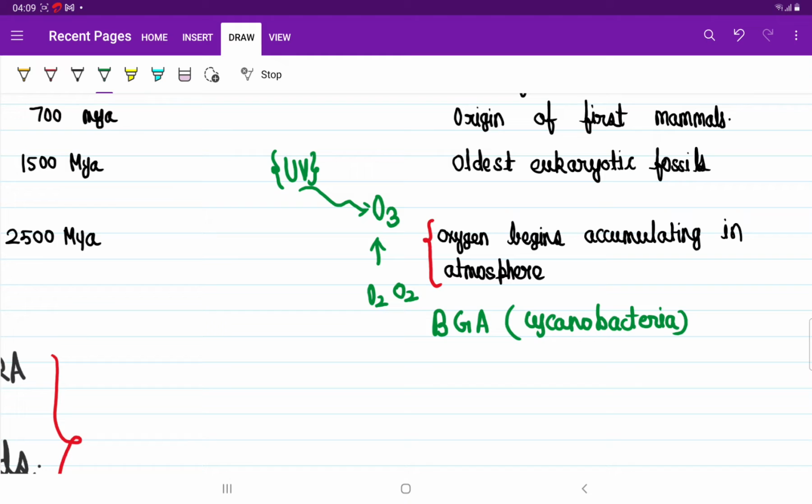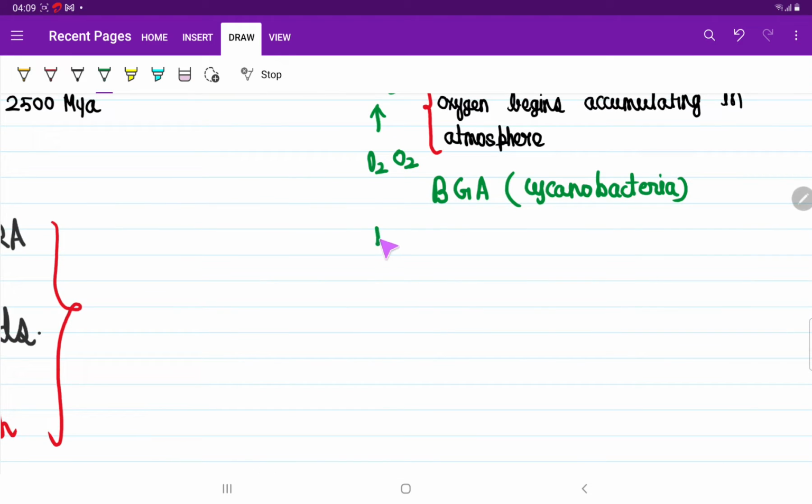It is in Precambrian time only that the first animal evolved. It is in Precambrian time only that eukaryotes evolved. Scientists believe that approximately 1500 million years ago is the oldest fossil of a eukaryote we have.